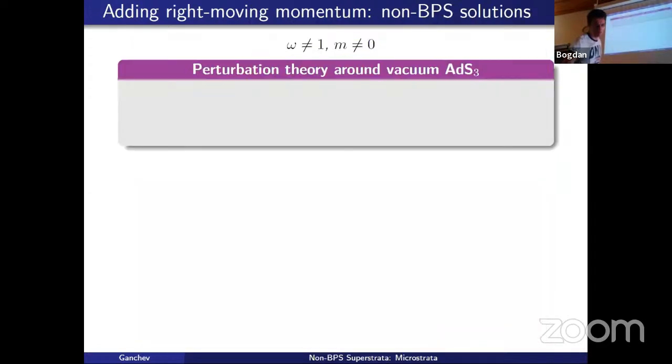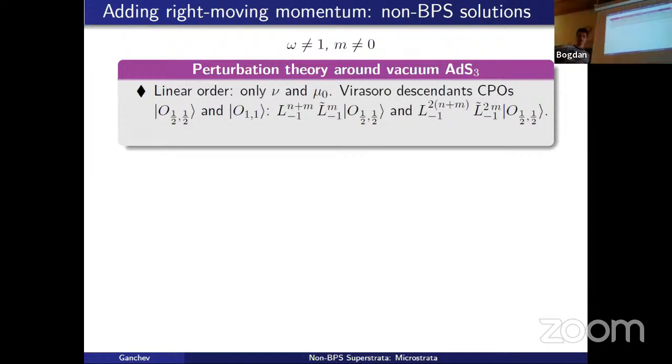Okay. Now, in order to go beyond this, we first will work with perturbation theory. We'll take m to be different than 0, so omega is different than 1. So we will have some interactions, and this will be a non-BPS state. You can see that at linear order, the only fields that are excited are the nu field and the mu 0 field, and they correspond to Virasoro descendants of this operator of dimension 1/2 and operator of dimension 1/1. And in particular, they look like this.